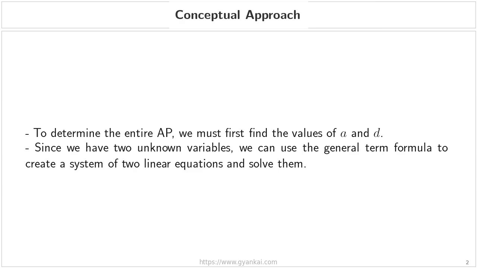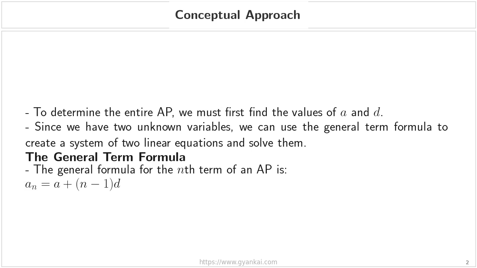Conceptual approach. To determine the entire arithmetic progression, our primary goal is to find the values of A, which is our first term, and D, our common difference. Since we are dealing with two unknown variables, we can't solve it in one single step. Instead, we are going to use the general term formula to create a system of two linear equations and then solve them. As a reminder, let's look at the general term formula.